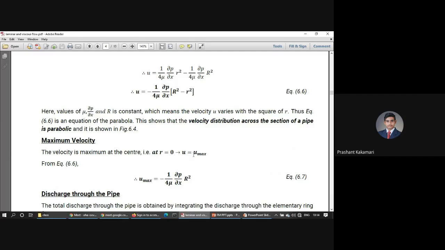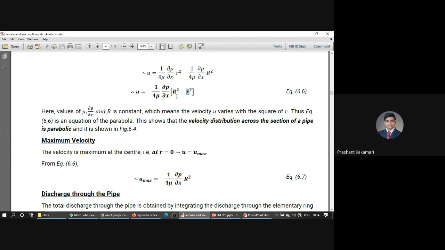Maximum velocity point means exactly when you put small r equal to 0, that is at the center. As per the geometry, I am going to consider the center of the pipe flow where the small radius is considered 0. The full pipe radius remains as it is.